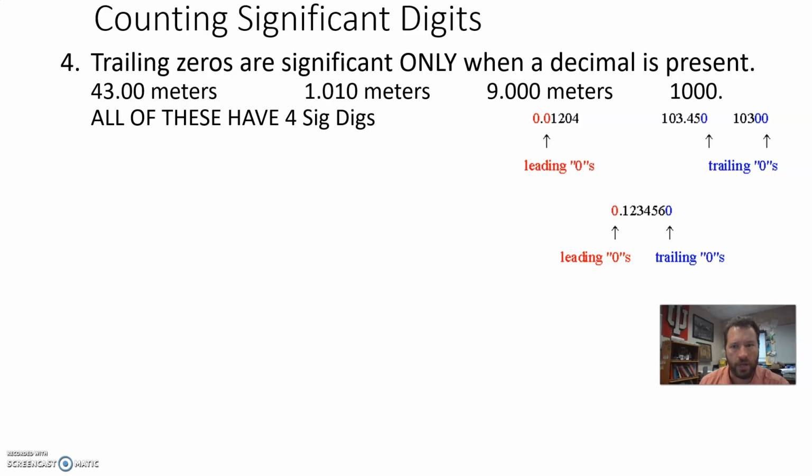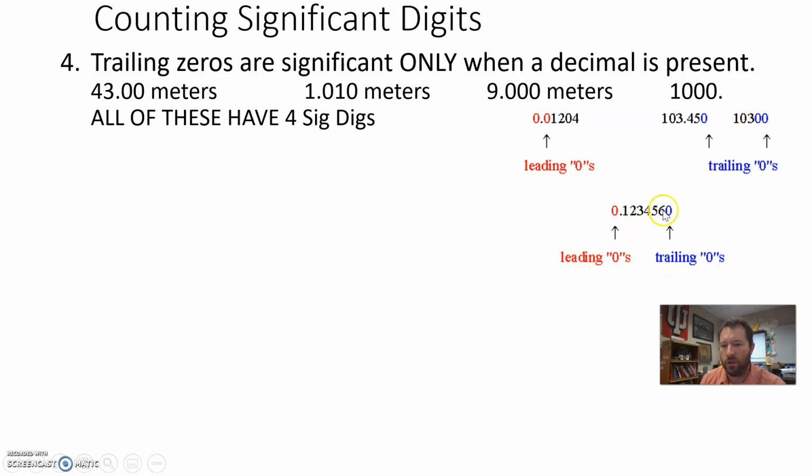Okay, so on the last rule, I said don't worry about the decimal. Leading zeros never, ever count. Decimal or not, they don't count. Trailing zeros count when there is a decimal. So here's a 0. There is a decimal. 0 is trailing. It is significant. Here are 2 trailing zeros. Guess what? No decimal, not significant.